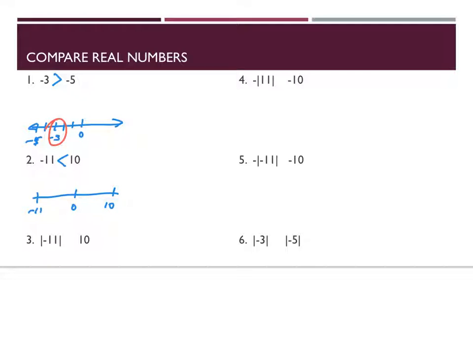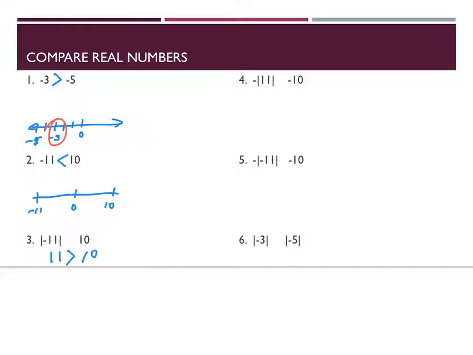Now what did I learn about absolute value? If I take the absolute value of -11, that would be +11. And of course 10 is going to stay 10. On a number line, +11 is more than +10, so I would use a greater than.